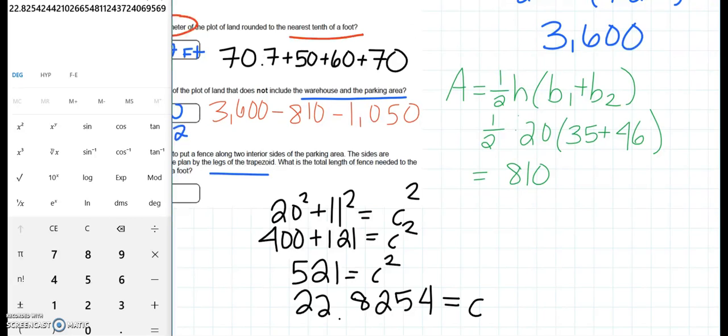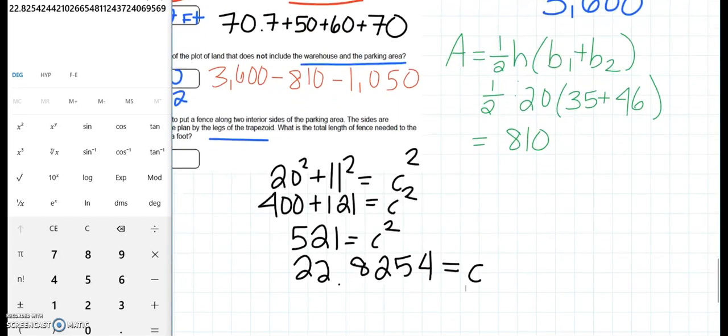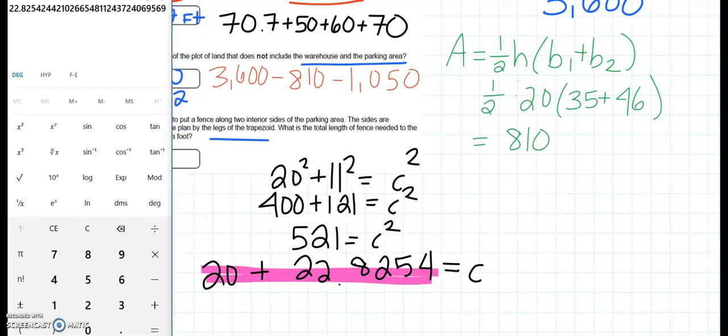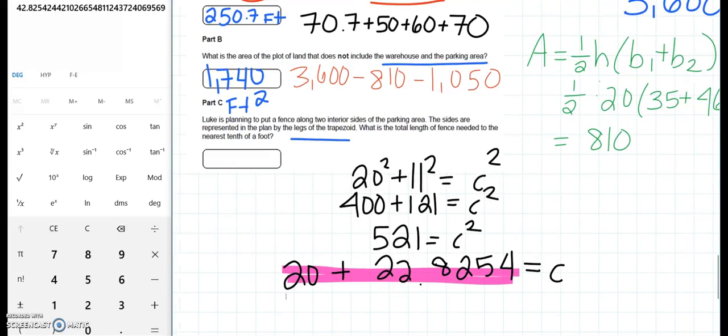And then the other leg we saw was really simple. It was just 20. So now we're going to add the 2 together. So our entire perimeter for the 2 fences needs to be 20 plus your 22.8. So in my calculator, I'm just going to add 20. So I have 42.825 as the amount of fencing that I need. So to the nearest 1/10 of a foot, like the question asked me, I'm going to write down that my answer is 42.8 feet. And now we're done with that question.